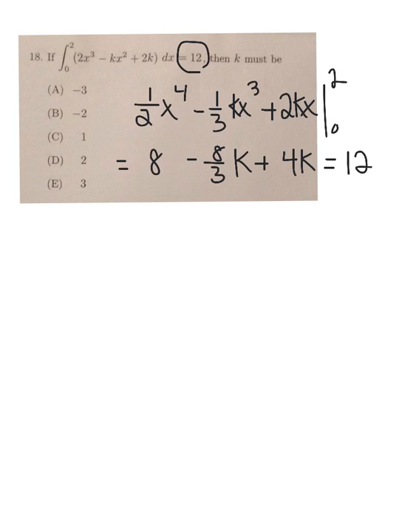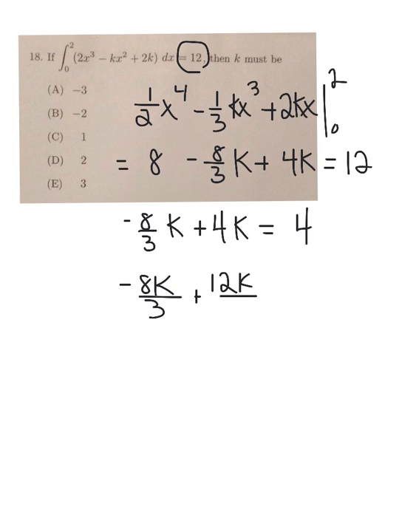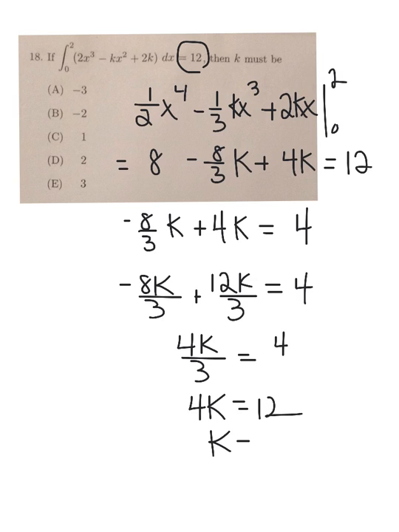Okay? All right, so you can do a couple of things. I am going to move the 8 over to the other side. So that's going to give me, what is that going to give me? 12 minus 8 is 4, right? So I have -8/3 k plus 4k equals 4. All right, so I guess I need a common denominator, don't I? So -8k over 3 plus 12k over 3 equals 4. So then that's going to be 4k over 3, right? Equals 4. Cross multiply, so I have 4k equals 12, and that gives me k equals 3. And there is your answer, choice E.